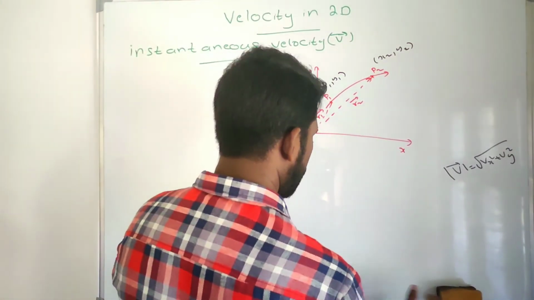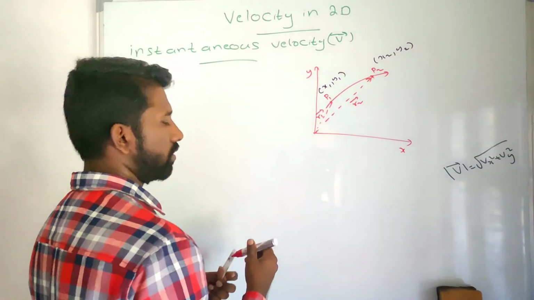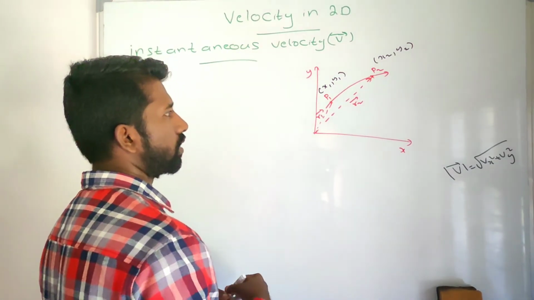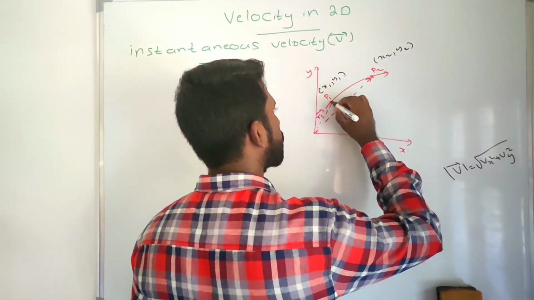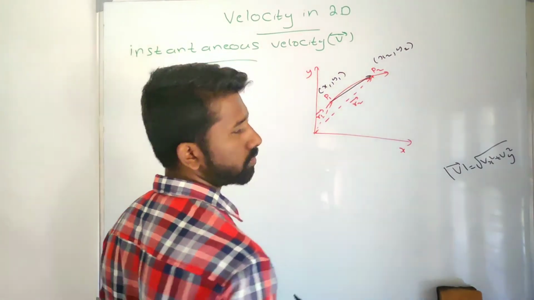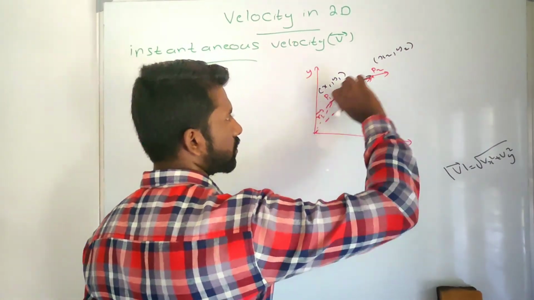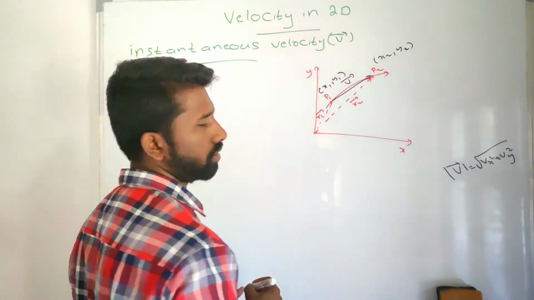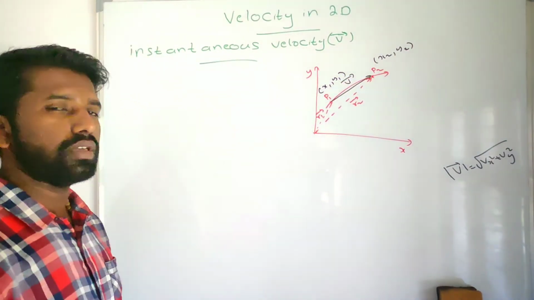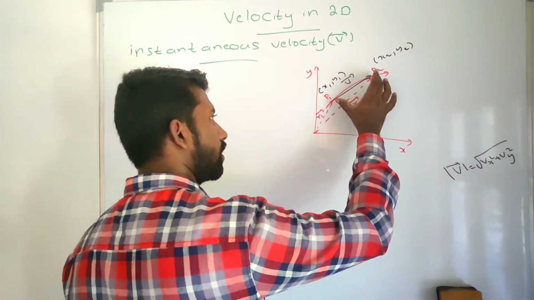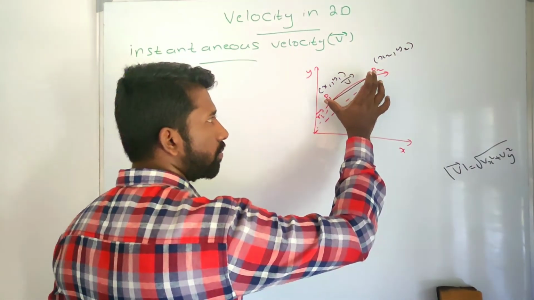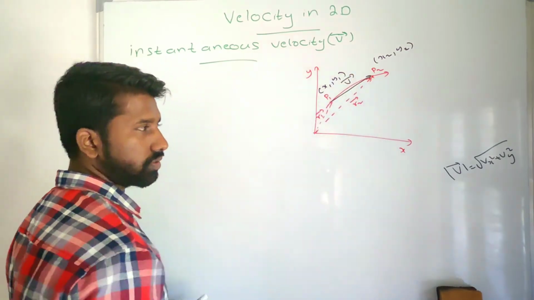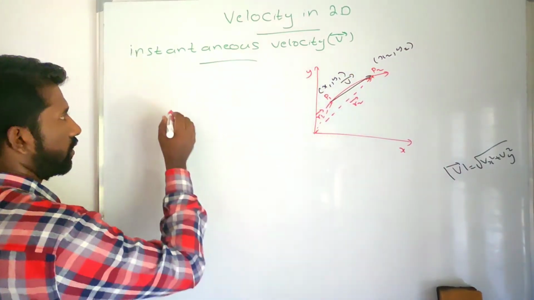So what about the direction of the velocity? The average velocity direction is similar to the displacement direction, and is a straight line from the initial to the final point. This is the velocity direction here. For an instantaneous velocity, this time difference is very small. So we will take that, guys.